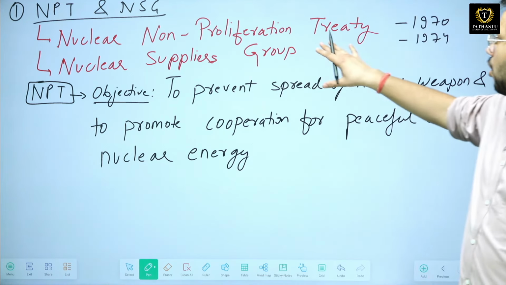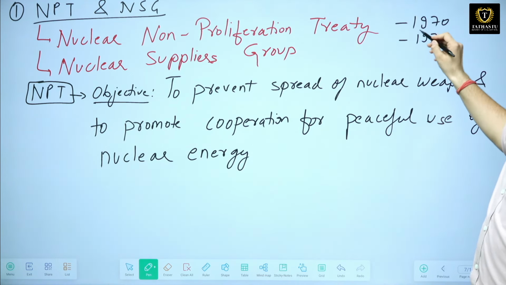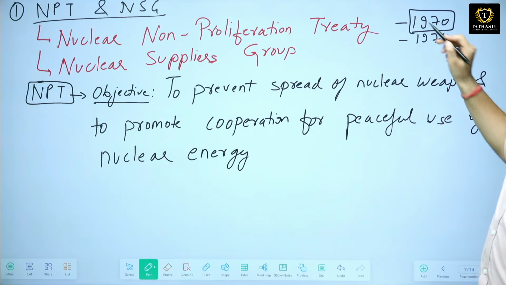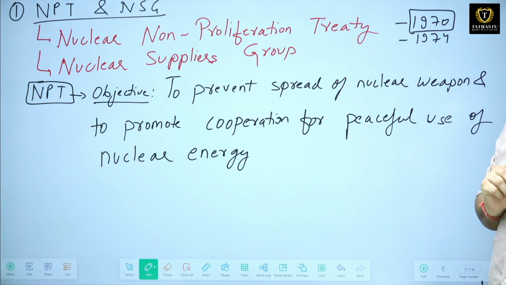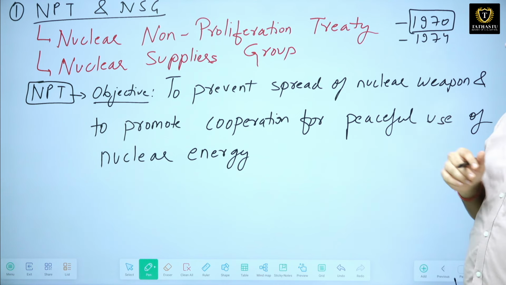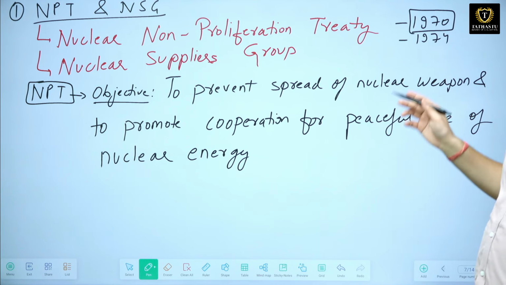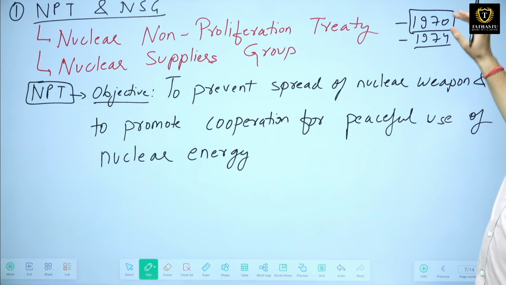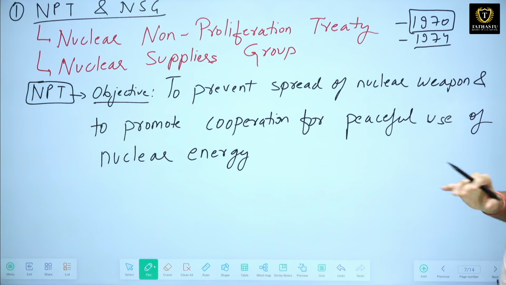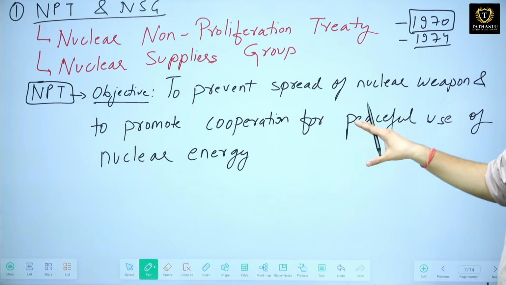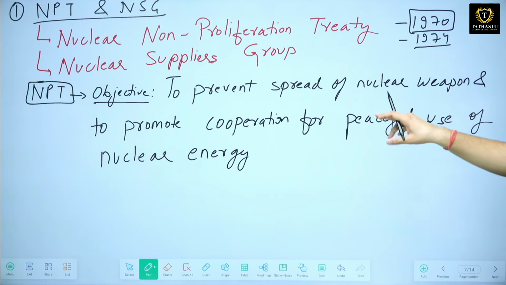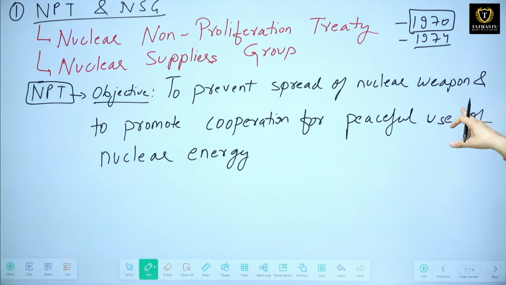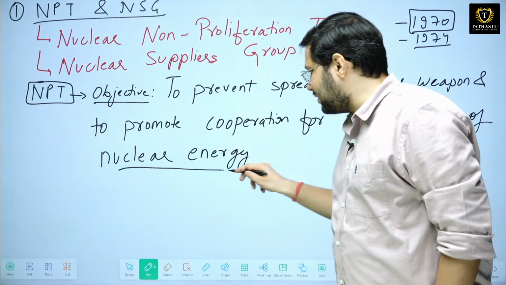NPT, the Nuclear Non-Proliferation Treaty, was signed in the year 1970. Second is the Nuclear Suppliers Group, which was subsequently set up in the year 1974. So we are going to look at both of these together. What is the objective of NPT? The objective of NPT is to prevent the spread of nuclear weapons and to promote cooperation for peaceful use of nuclear energy.